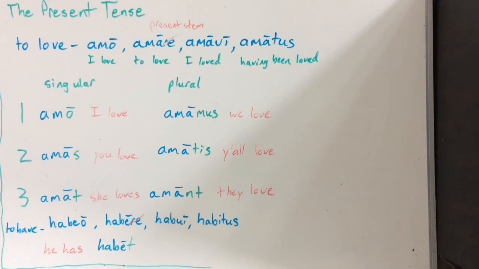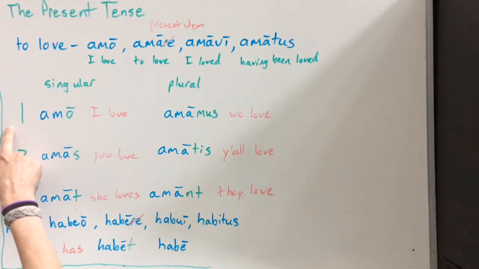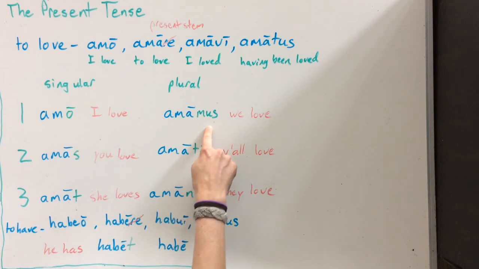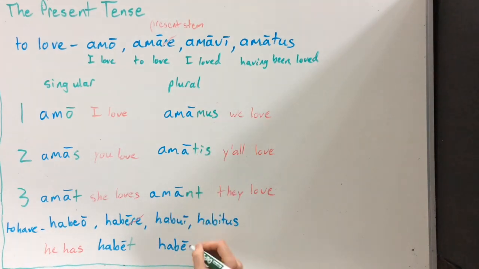And then if we wanted to make it first plural, we would use that same present stem, habe, and then go to first person plural, the ending is mus, and habemus would mean we have.